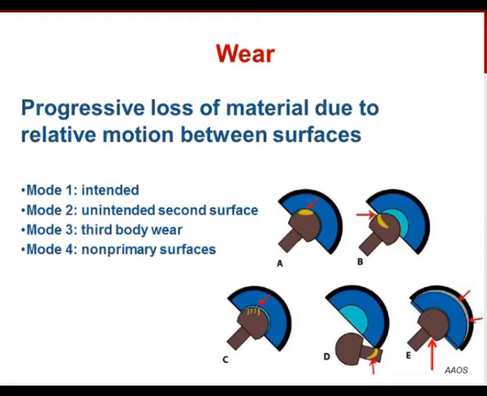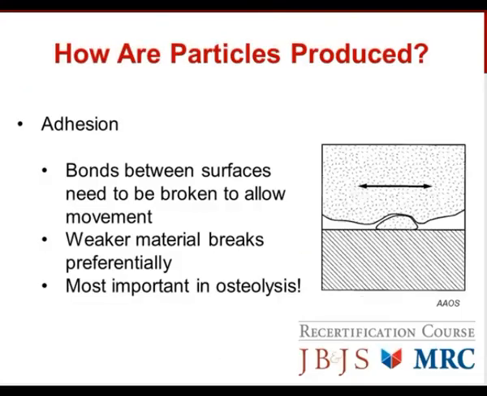It's important to understand that wear refers to the progressive loss of material due to relative motion between surfaces. This can be at intended surfaces, such as between the femoral head and the acetabular polyethylene liner, or it can be at unintended surfaces. When hips dislocate or subluxate, we can encounter stripe wear, we can get backside wear between the polyethylene and the acetabular component, and if the femoral neck, for example, impinges on the cup, that can also lead to wear at unintended surfaces.